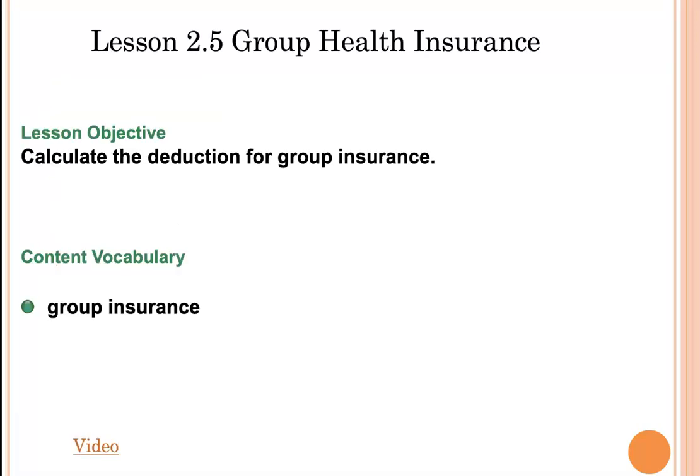Okay, the objective of this lesson is about group insurance, or group health insurance. We're going to learn to calculate a deduction for group insurance. Many times on your checks, if you're working a job and they provide health insurance, you will probably have to pay for part of it, and that will be another deduction that can come off of your paycheck.